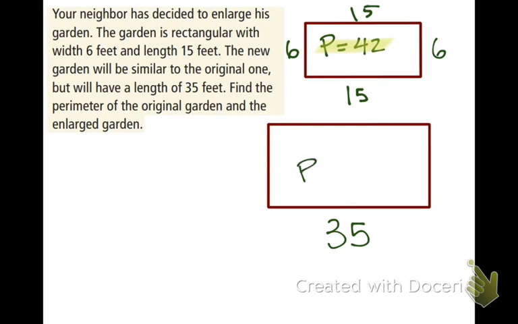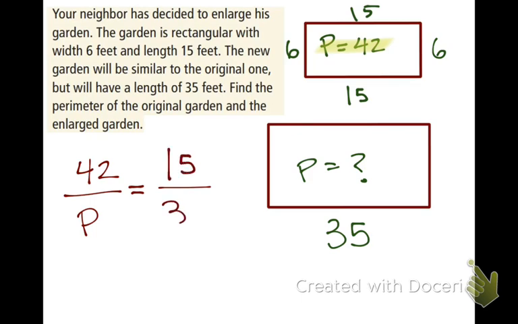Find the perimeter. So we don't know the perimeter, so you set up a proportion. What is the perimeter of the first garden? 42 over the perimeter of the second. Do we know it? No. So we call it P. All right, and what side would we use of the first garden? 15 over 35.